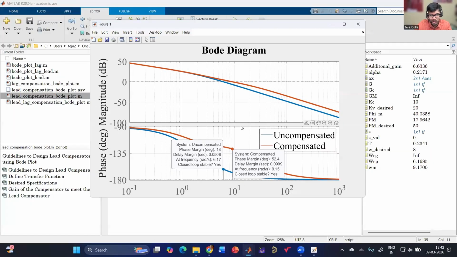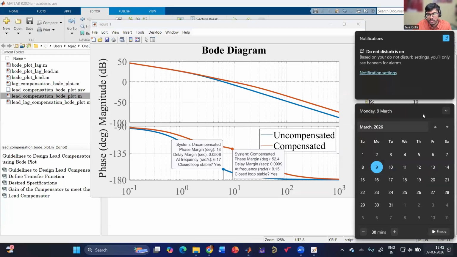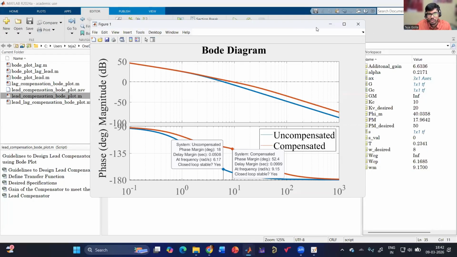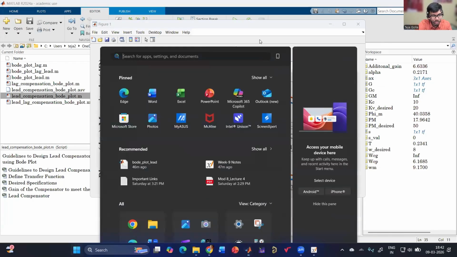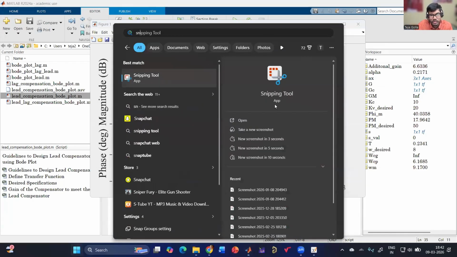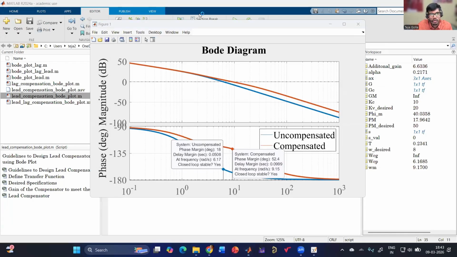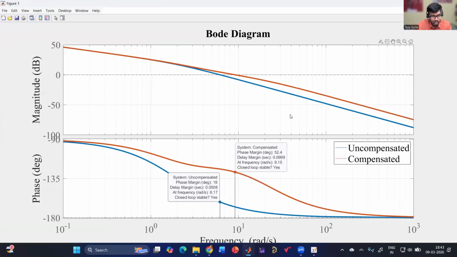So no scripts. There is some issue with my snipping tool. So I think that's okay.